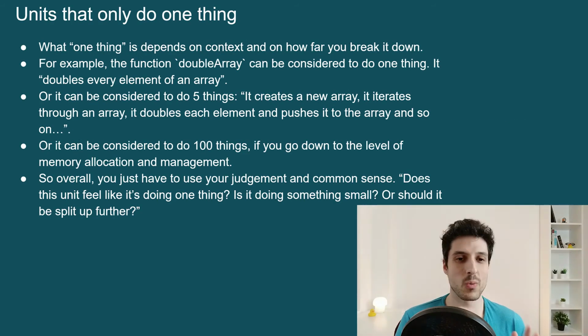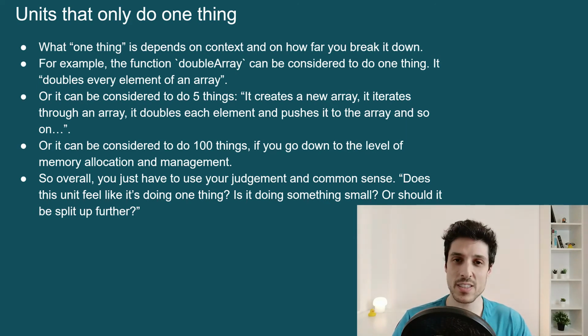First of all, what's a unit that only does one thing? So that's very difficult to describe because the truth is it depends on context. Okay, so for the sake of example, consider a function named double array. And of course, what it does is it takes an array and it doubles every element inside the array, and then it returns the result, probably a new array rather than modifying in place. But regardless, take that example.